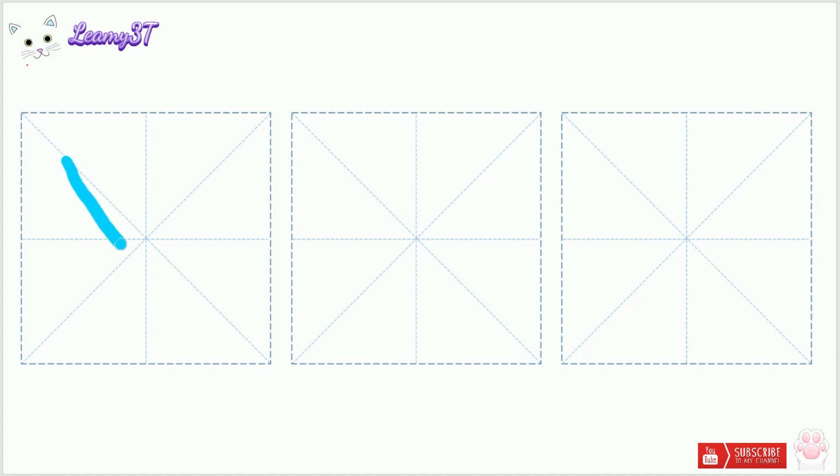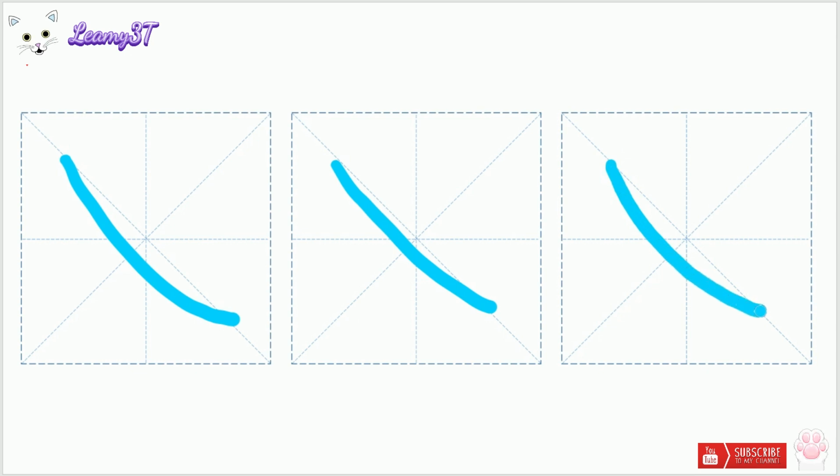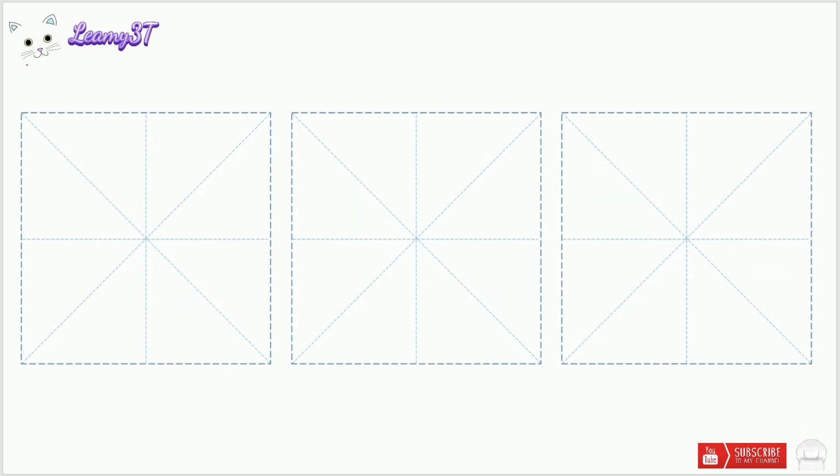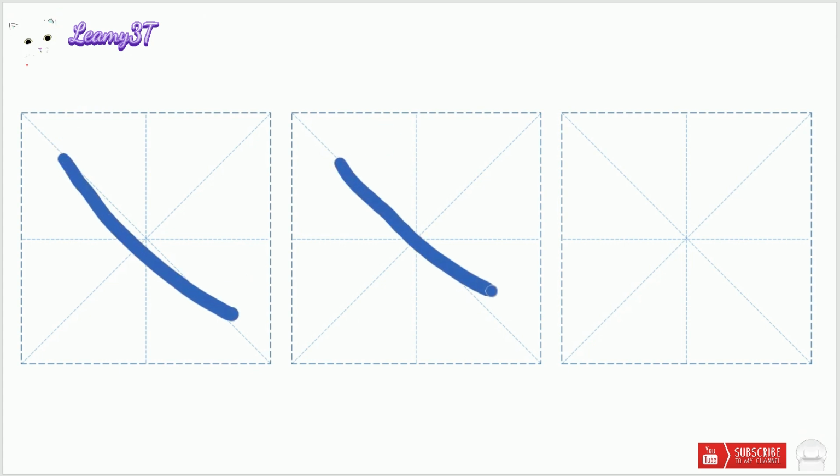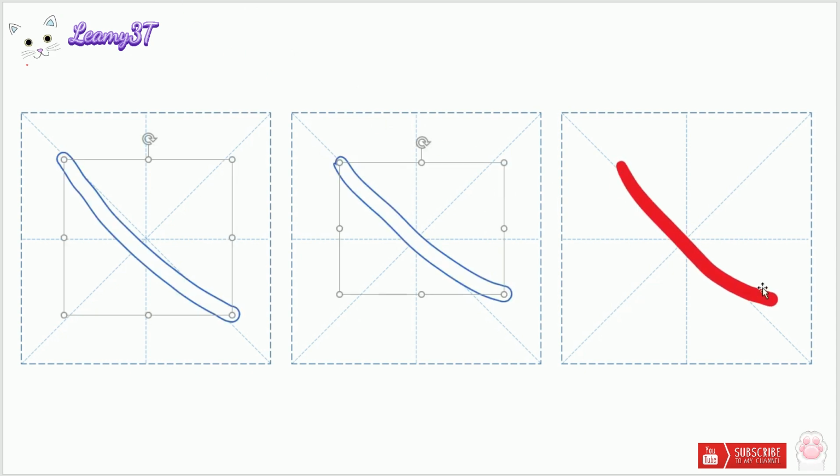You may choose to slightly extend the end like this, or just leave it like this. Both are fine. When you practice, pay attention to the direction. Upper left to the lower right. Pay attention to the direction and the degree of the curve. So now let's write together. Please say the stroke. 捺. One more. 捺. Again, one more time.